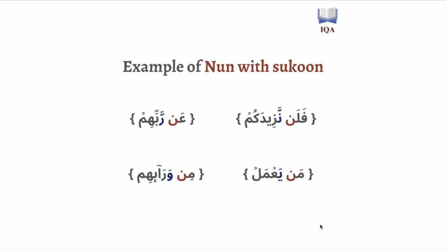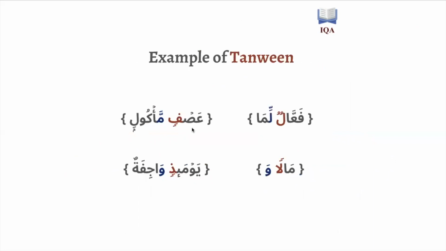To see some examples, here we have examples of nun as-sakinah: فَلَن نَزِيدَكُمْ، مِنْ وَرَائِهِمْ، مَنْ يَعْمَلْ. Examples of the tanween: عَصْفٍ مَأْكُولٍ، فَعَّالٌ لِمَا، يَوْمَئِذٍ وَاجِفَةٌ. So this is Al-Idgham.